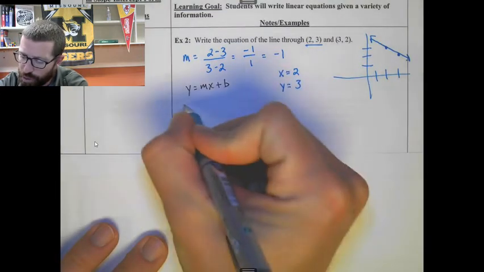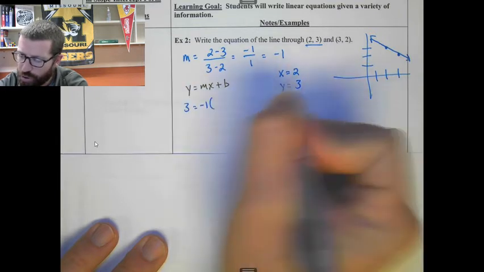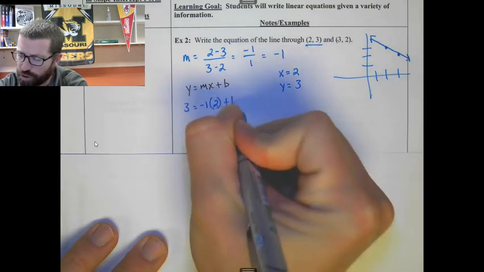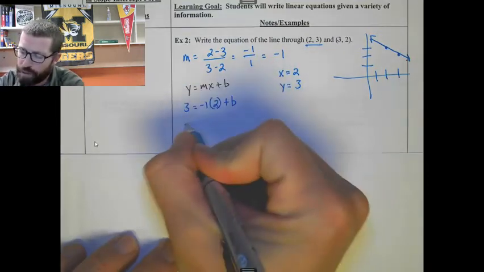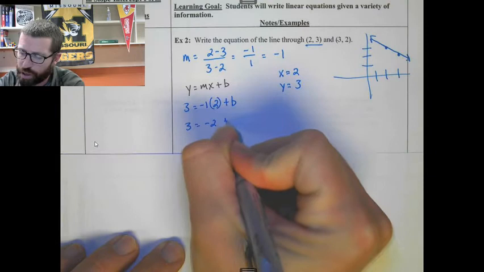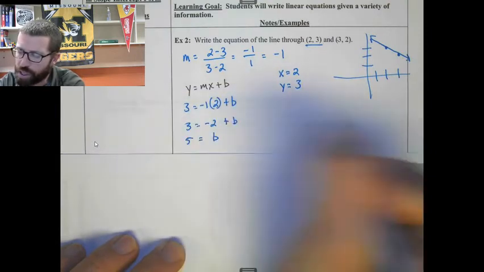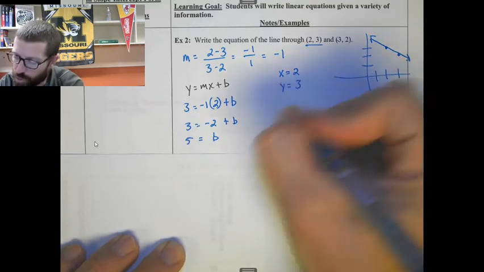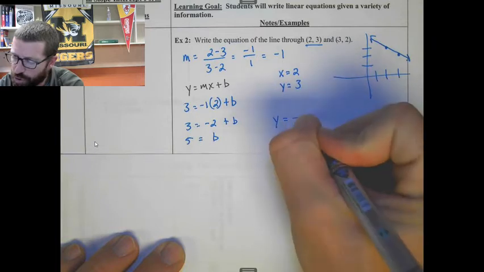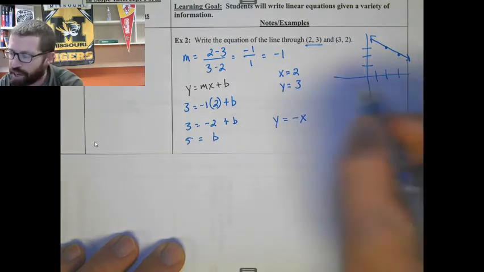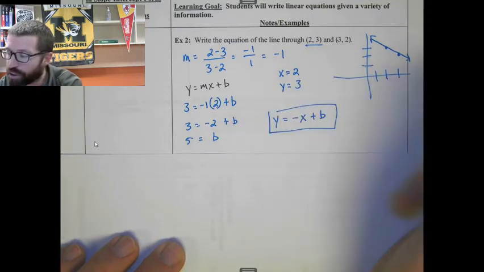So you plug in 3 for y. You already found m. And you plug in 2 for x. And the reason you're doing this is to find b, to find the y-intercept. And then you can simplify, add 2 to both sides to get 5 is equal to b. And that gives you your equation. Y is y, m is -1, so we'll just write negative, and then x is x, and then b is 5. And that looks like my graph.